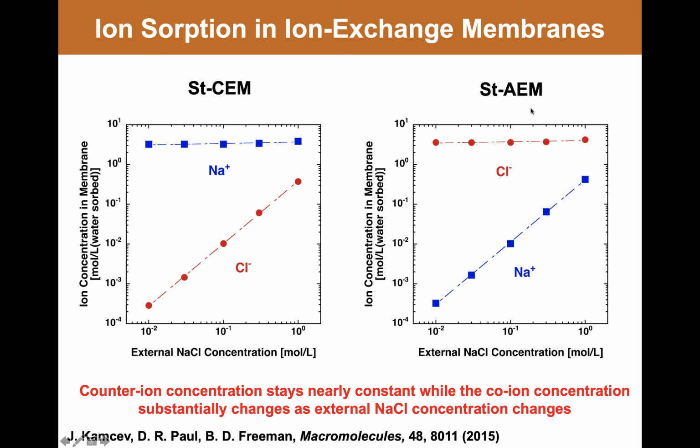Now, if you do the exact same experiment on an anion exchange membrane, so it has quaternary ammonium groups on the backbone, the data look qualitatively similar, except now the sodium and chloride have flipped roles. Now the anion exchange membrane has as fixed charge groups quaternary ammonium, or positively charged groups, and now the chloride is the counterion. It's present in high concentration, and the sodium is the coion. It's excluded from the membrane by so-called Donnan exclusion.